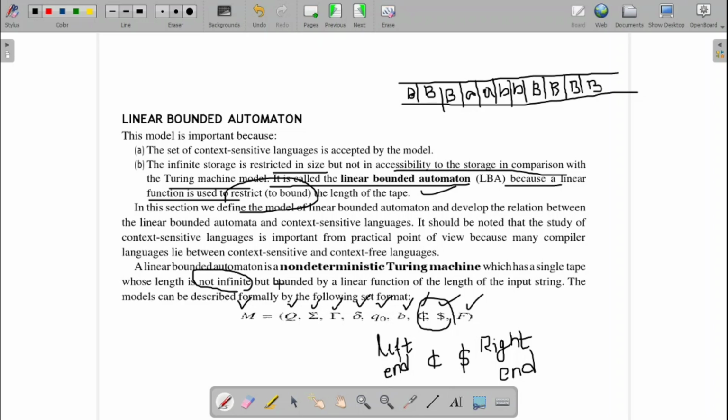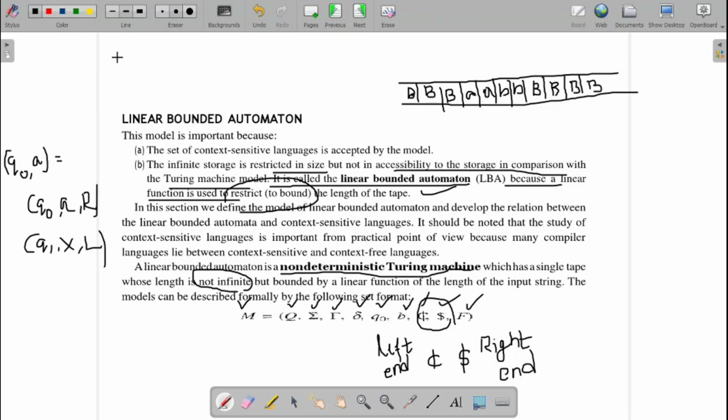One of the important features of the linear bounded automata is that it's a non-deterministic Turing machine. As we learned in the previous video, this states that for a given state and a given input symbol, we may have more than one transition. From Q naught on A itself, I can have the right movement, or I can go to the state Q1, replace A with X and move left.